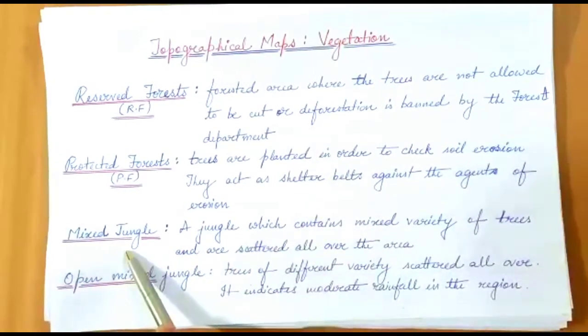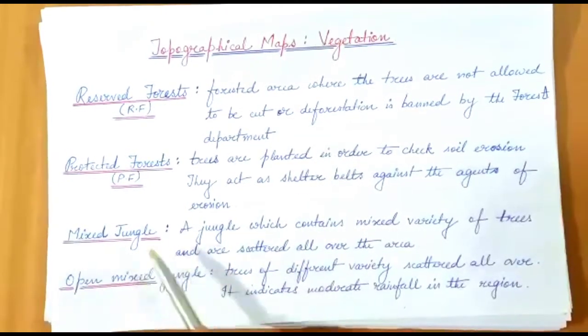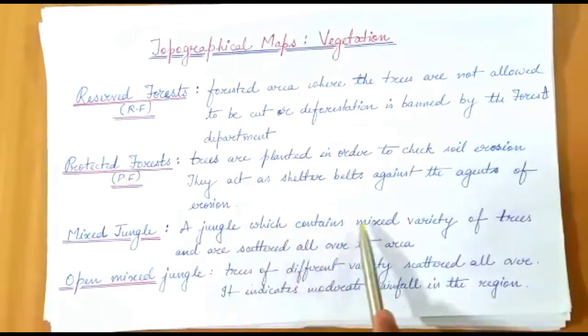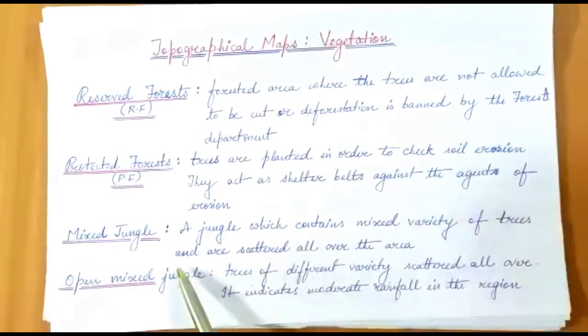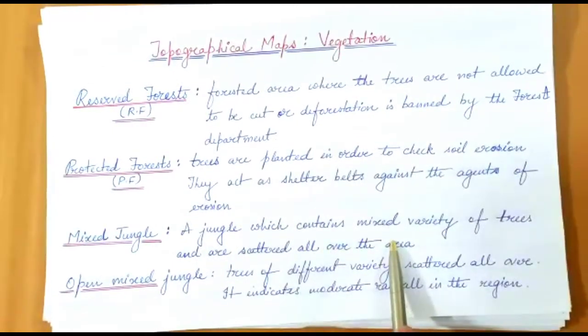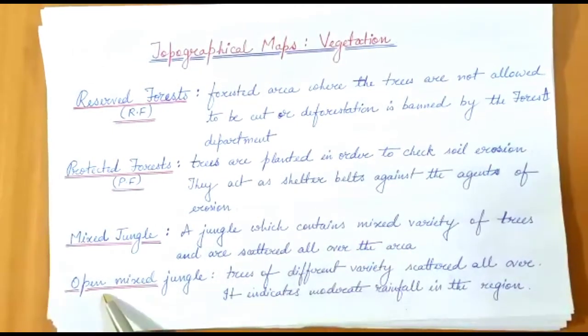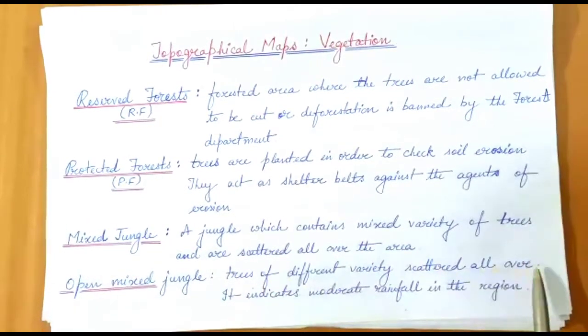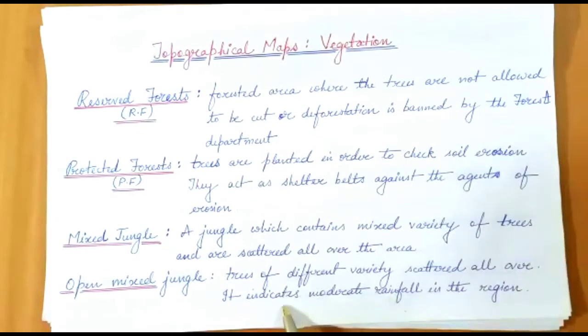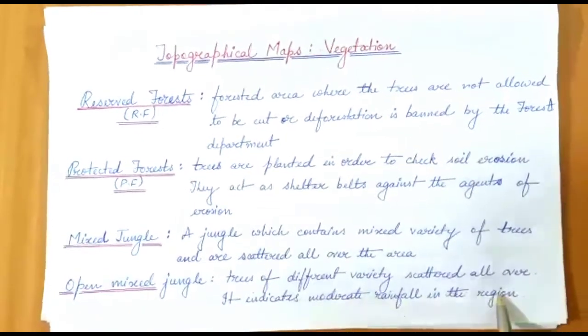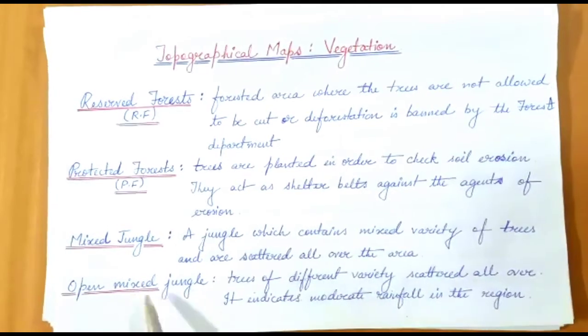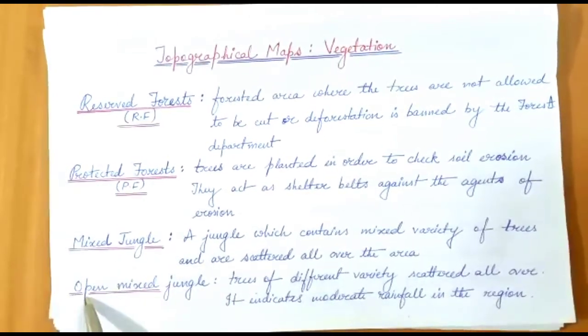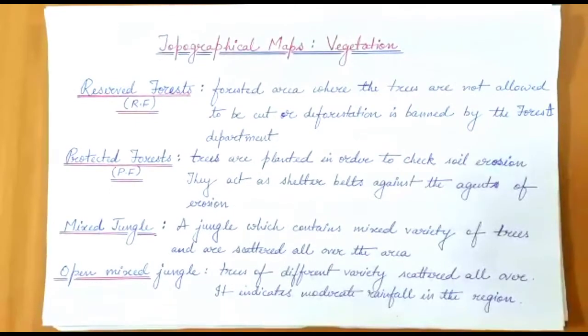Now next you will find terms like mixed jungle. It's a jungle or forest area which contains a mixed variety of trees scattered all over the area. You will also find open mixed jungle. Here trees of different varieties are scattered all over, and this indicates moderate rainfall in this region. Though this is also mixed jungle, the second one is scantier, meaning the trees are fewer in number compared to the mixed jungle.